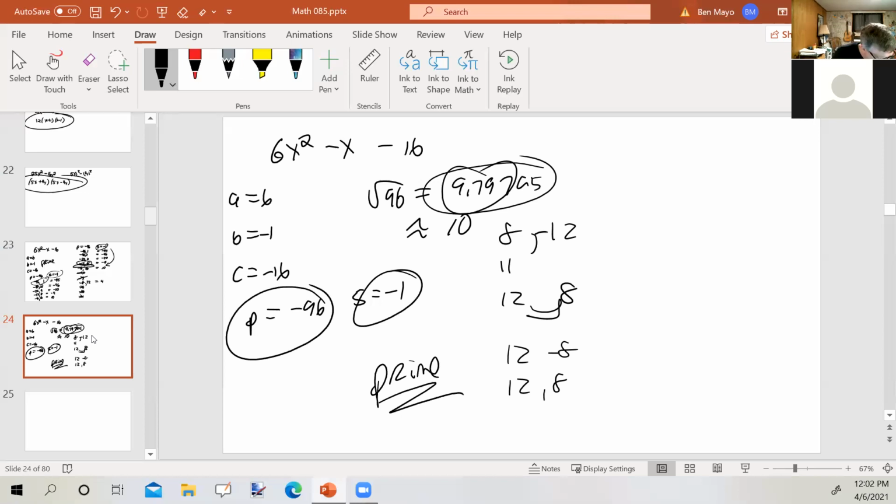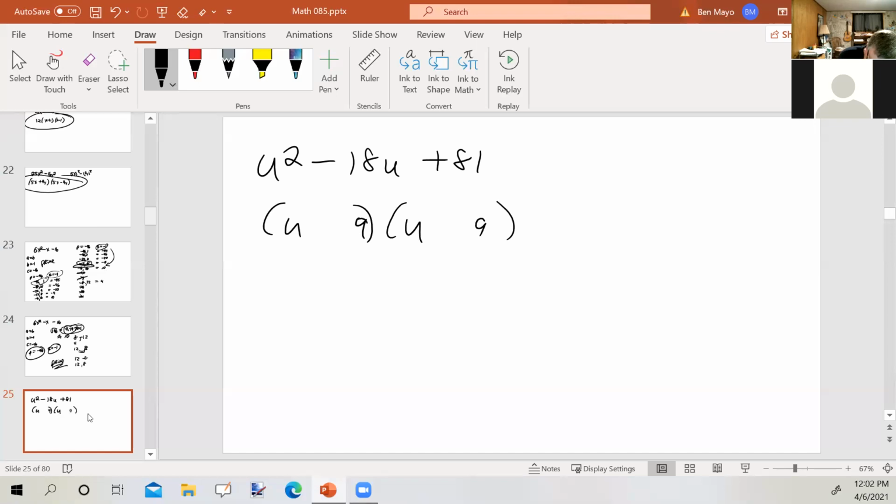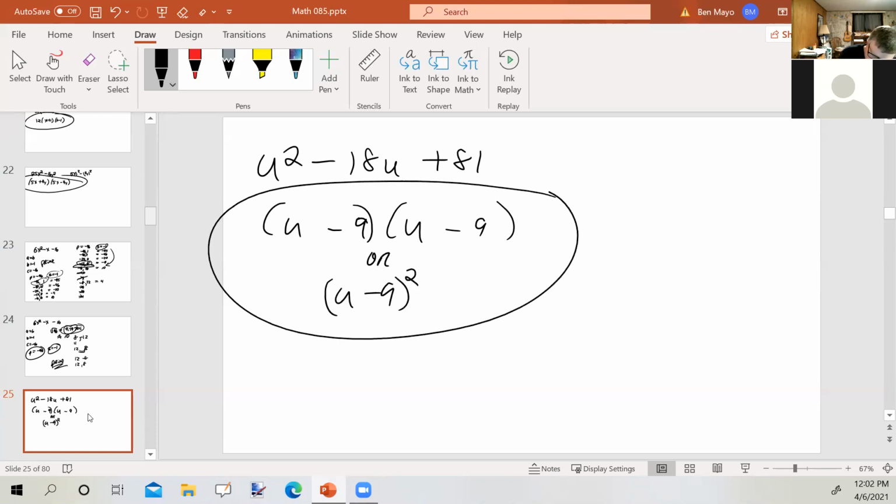Okay, let's see here. Oh, how about this one? U squared minus 18u plus 81. This is a trinomial in standard form. There's no greatest common factor. It has a leading coefficient of 1, but it's got a square at the front plus a square at the end. So let's see. It would have to be split up like that. Oh, and it'd have to be negative. Does that work? It sure does. And you could also write it this way or that way. Okay.